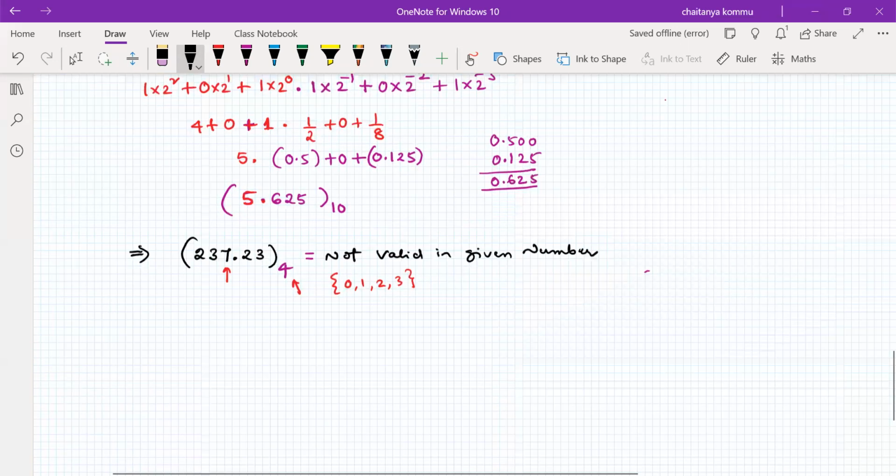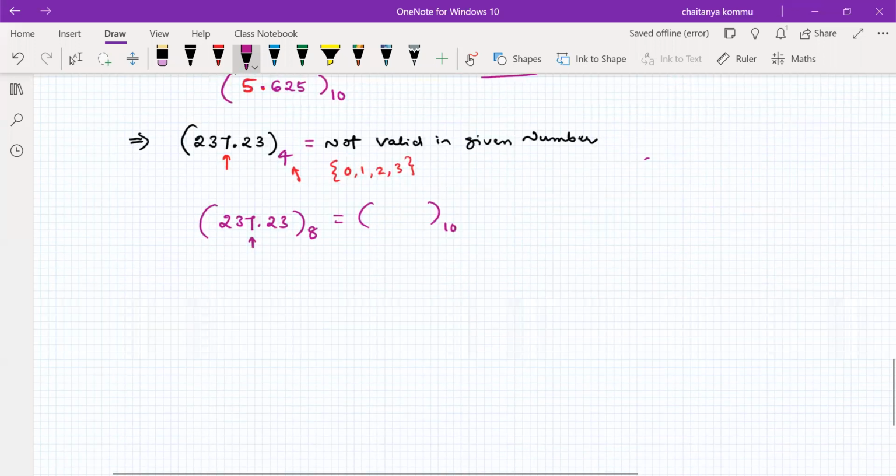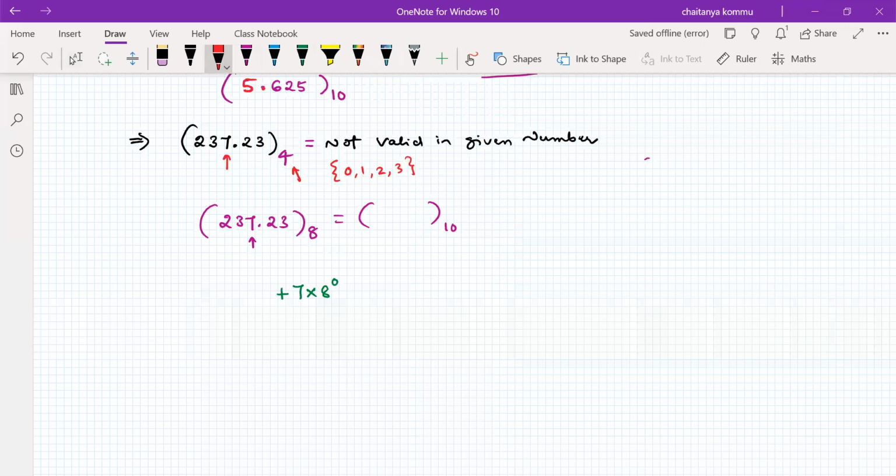Now if I write 237.23 of base 8, is it a valid number? Yes, it is valid because 7 is available in radix 8. Same procedure, let me do it quickly. 7 is multiplied with 8 to the power of 0, from the left hand side of the dot. 3 is multiplied with 8 power 1, plus 2 is multiplied with 8 power 2.